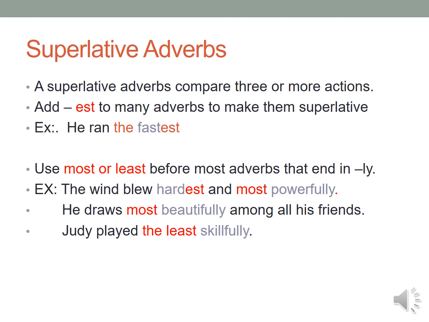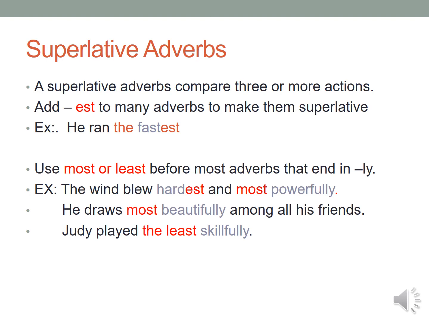Okay, what about the adverbs that end in -ly? Like we said, powerful, powerfully; skillful, skillfully. How can we form the superlative here? Like we said before, we can't add -est to them, so we add most or least before the adverb to make the superlative adverb. For example, here we have, the wind blew hardest and most powerfully. Here the adverb is powerfully. It ends in -ly.